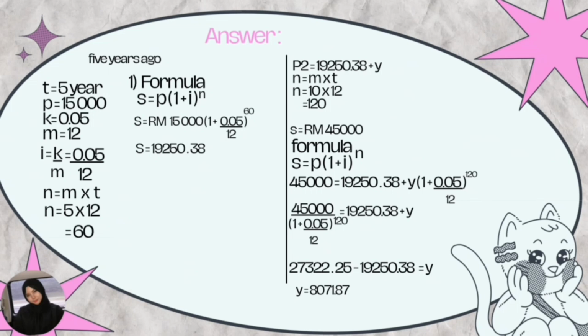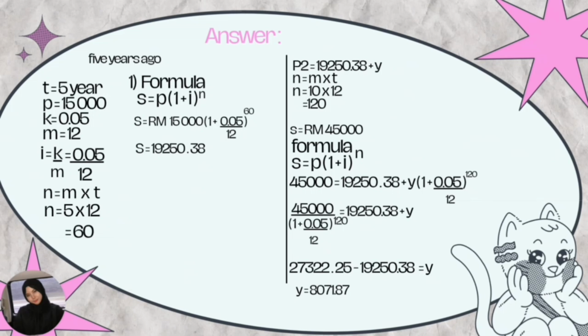Next, we calculate the number of compounding periods, which is N equals M times T. We will get 5 times 12, which is 60. Next, we will use P2 equals 19,250.38 plus Y. For the N, we will use 10 times 12 and you will get 120. And for S, we will use RM45,000.